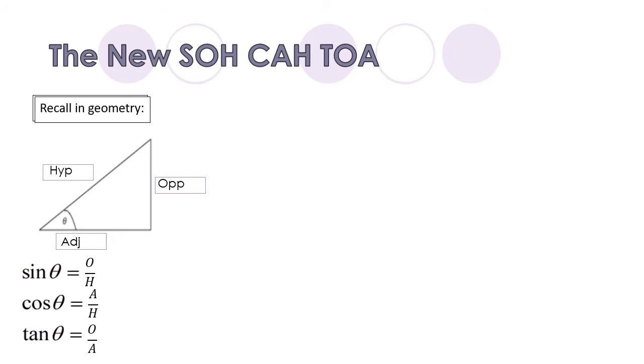From this, we get the reciprocal functions, which is the second three. Cosecant, which is the reciprocal of sine, so that's H over O. Secant, which is the reciprocal of cosine, so that's H over A. And cotangent, which is the reciprocal of tan, which is A over O. Now let's convert this to the new SOHCAHTOA, which would be in terms of x, y, and r.